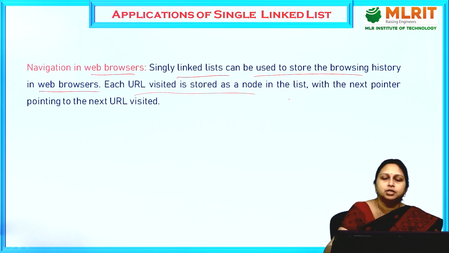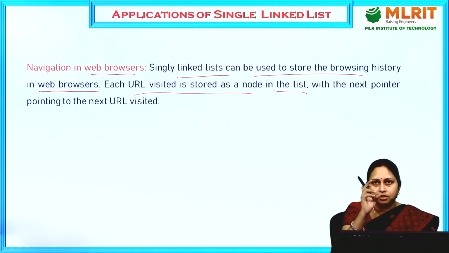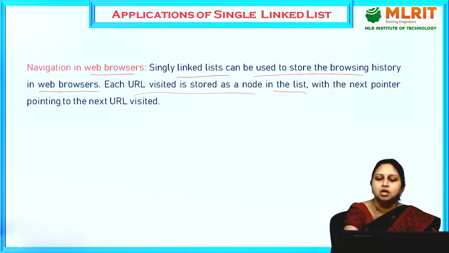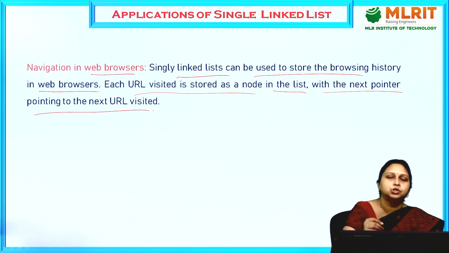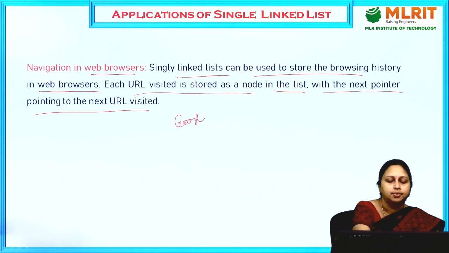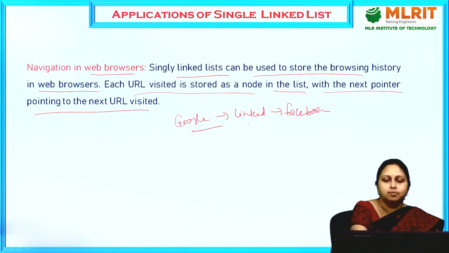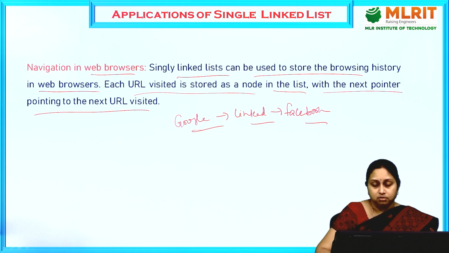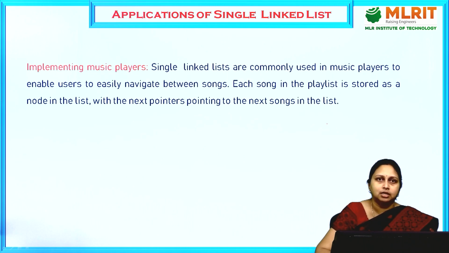Each URL visited is stored as a node in the list. Whatever URL you are going to visit, that will be stored as a node in the list with the next pointer pointing to the next URL visited. Suppose I have opened Google, then I have opened LinkedIn, then I have opened Facebook, like this. This will be stored in the node list. Based on that, you can see which browsers you have opened. By using this, you can see this is one of the applications of single linked list.